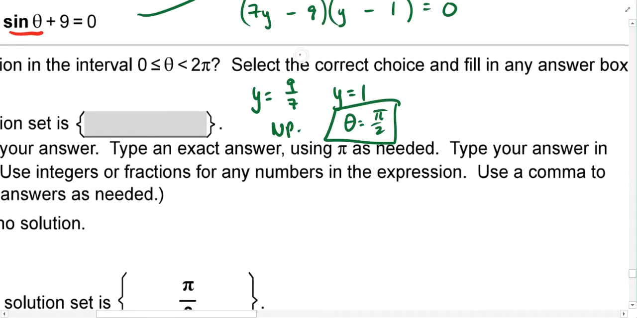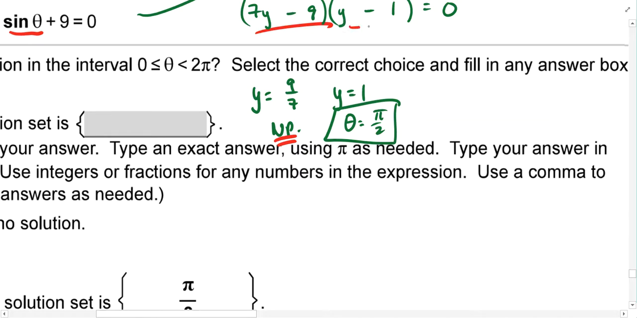What's interesting, though, is that when we solve the left factor, we see that y has to be equal to 9 over 7. Well, that's not possible inside of a unit circle. The y values never exceed 1. So this left-hand factor does not produce a result to the trig problem.